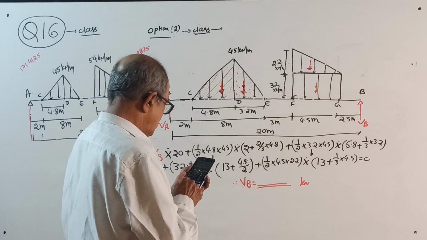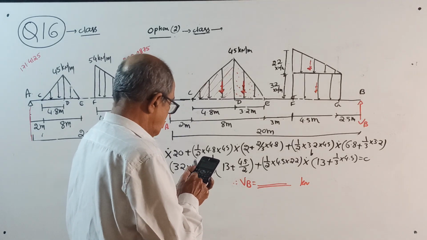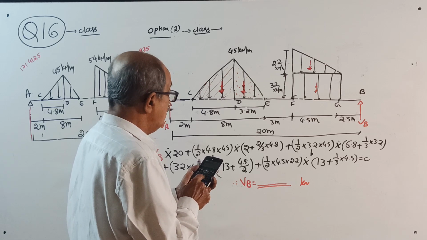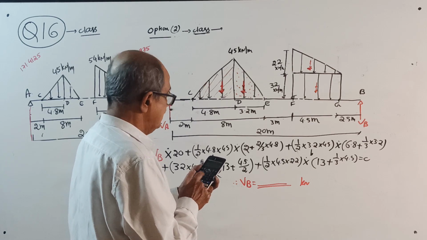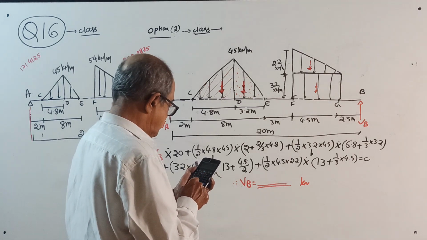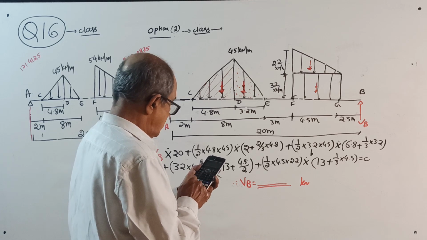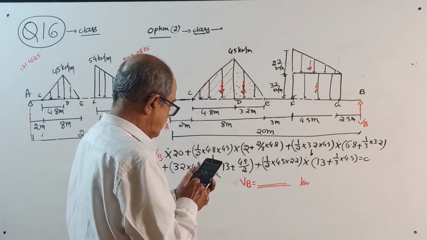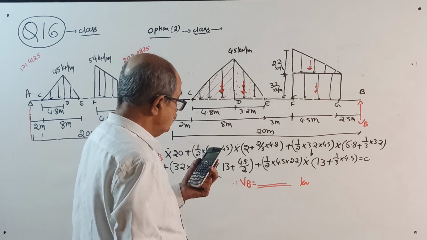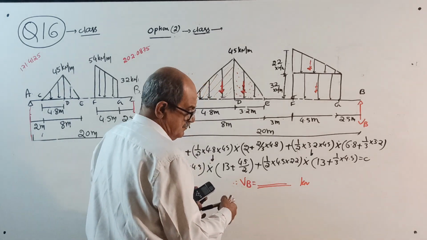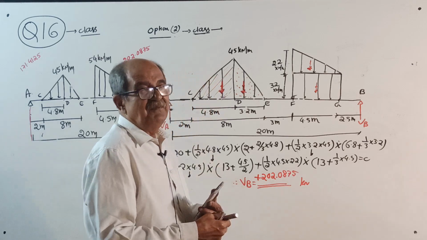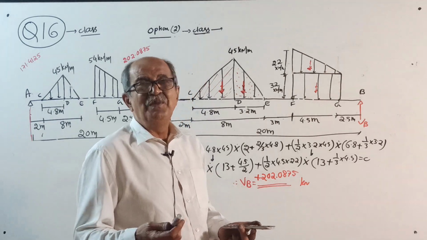Half into 4.8 into 45 into bracket 2 plus 2 by 3 of 4.8, plus half into 3.2 into 45 into bracket 6.8 plus 1 by 3 of 3.2 over, plus 32 into 4.5 into bracket 13 plus 4.5 divided by 2, that also over, plus half into 4.5 into 22 into bracket 13 plus 4.5 divided by 3, divided by 20. 202.0875.